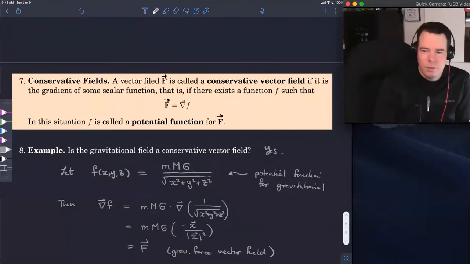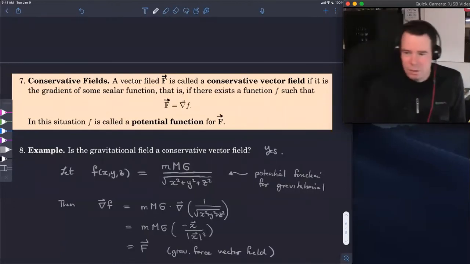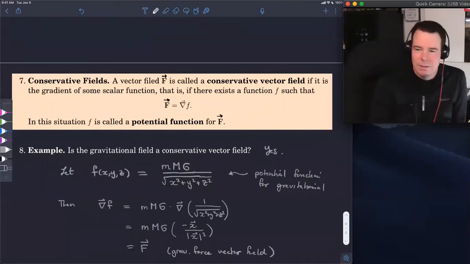What conservative means is in its relationship to conservation properties in physics. So conservation of energy, conservation of mass, these kinds of conservation laws in physics, they turn out to be related to these kinds of conservative vector fields. So that's the deeper meaning of the word conservative. Is there some sort of conservation happening in the background? Now, what is that conservation?